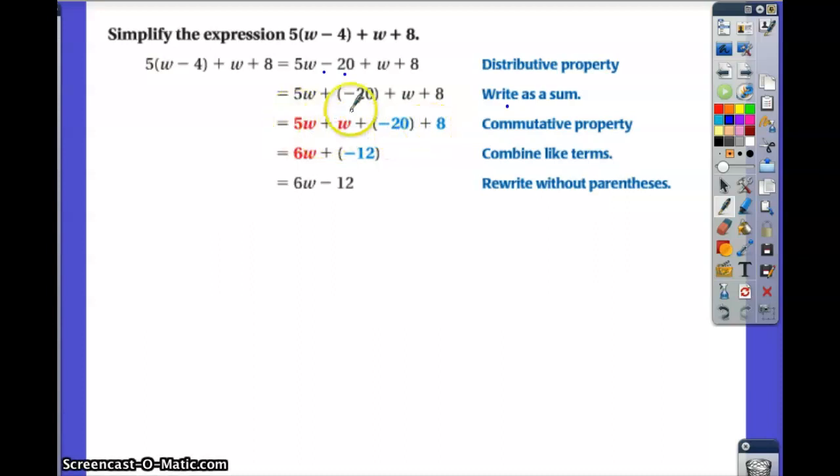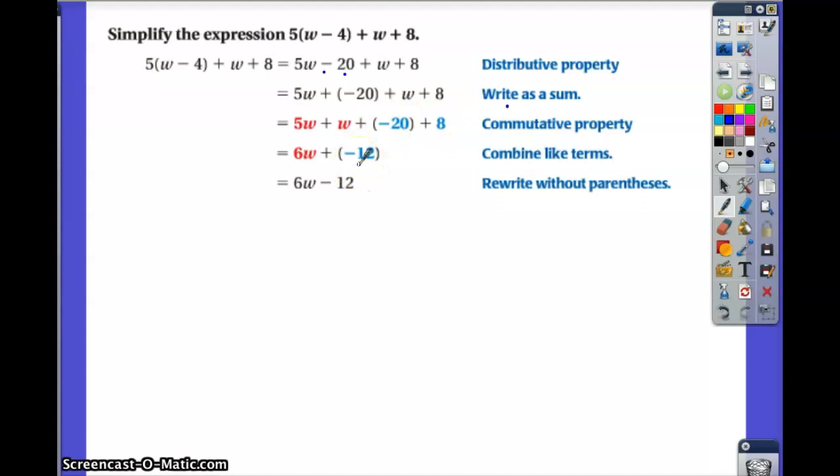Combine like terms, which are here and here. So combine these two like terms. 5w plus 1w is 6w. Then you've got negative 20 plus 8. The signs are different, so you subtract and keep the sign of the larger number. Subtract, you get 12, and 20 is bigger than 8, and it's negative, so negative 12.